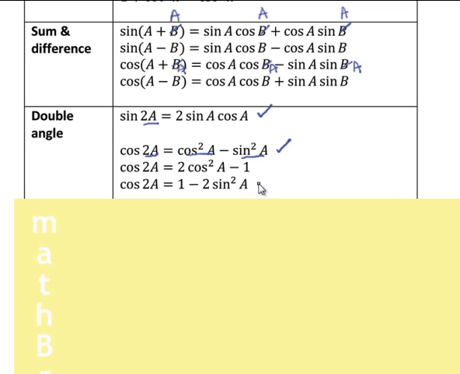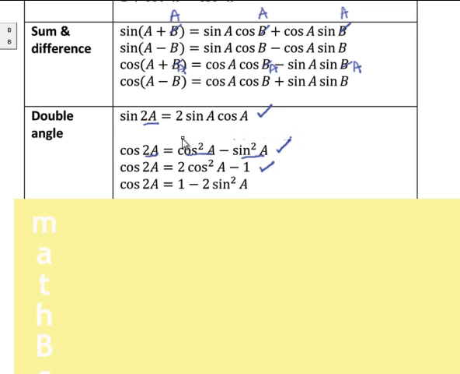Now what about these two? Well, I grouped these together because these two come from this one. If we take this formula and replace sine squared by 1 minus cos squared, then we have cos squared minus 1 plus cos squared. So that would be 2 cos squared minus 1. So that's how we get this formula.